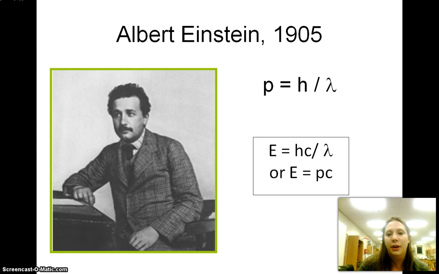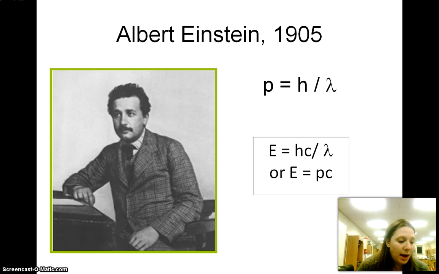He determined in this equation that the momentum of a photon, remember momentum is p, is equivalent to Planck's constant divided by the wavelength of that photon, or the wavelength of the light. From this, using our wave equation, velocity equals wavelength times frequency, or c equals wavelength times frequency, we can derive these equations. The energy of a photon equals Planck's constant times c over the wavelength, just using the wave equation and solving for frequency. And since h over the wavelength is momentum, we can also say E equals p, the momentum, times the speed of light.